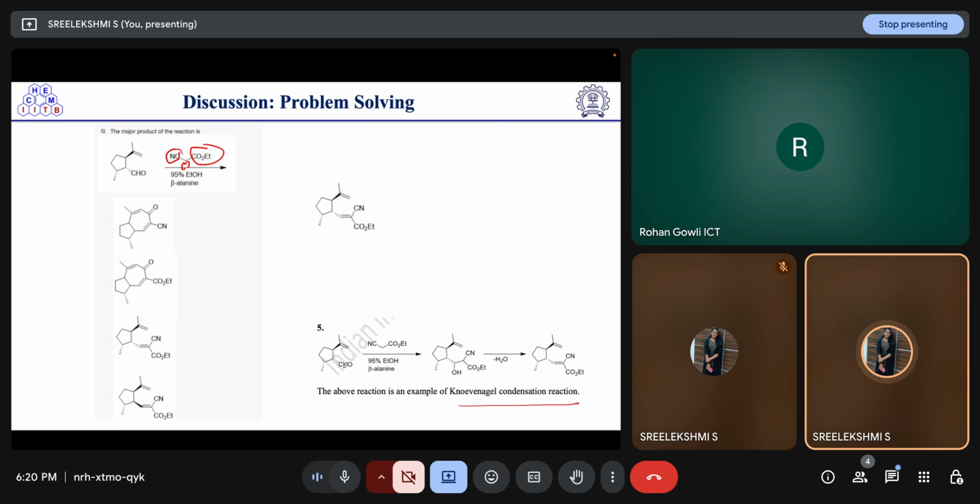Here also it is going and attacking the aldehyde, it will become OH. Then, as I told earlier, it is a condensation, so water is eliminated. Here H will be there, so that water molecule is eliminated to form this double bond. That is known as Knoevenagel condensation reaction.